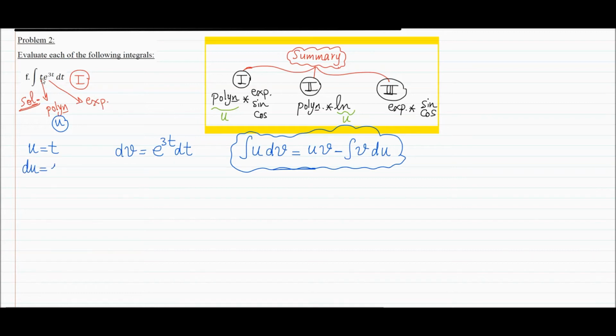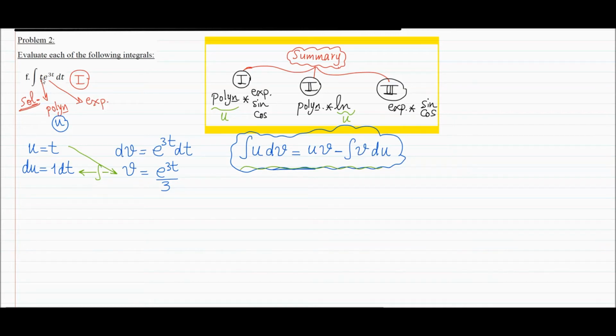So it will be 1 multiplied by dt, and the integration of dv, which is v, will be e power 3t over the derivative of the power, which is 3. And now you have to make this scissor like me. You have to multiply this by this, minus the integration of this by this. So it is uv minus the integration of v du, which is exactly what is written here in the form.